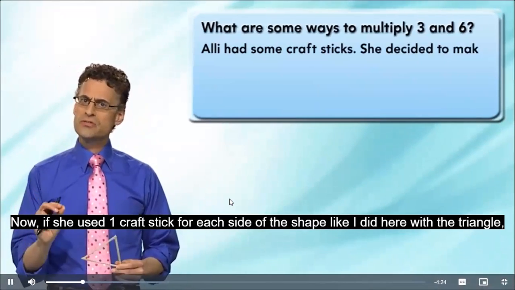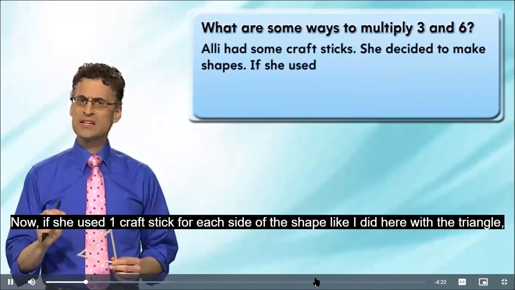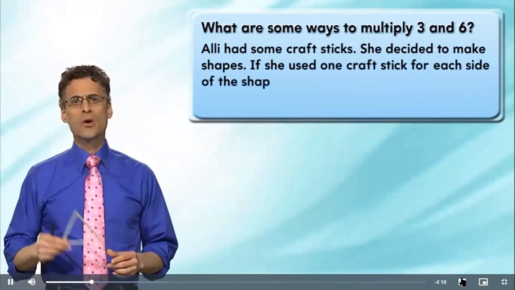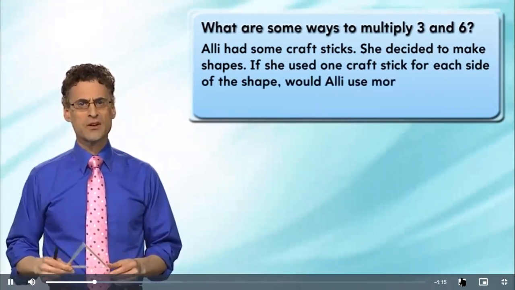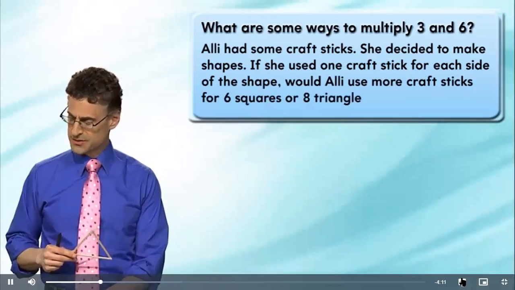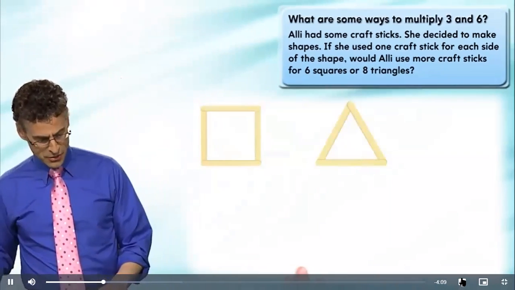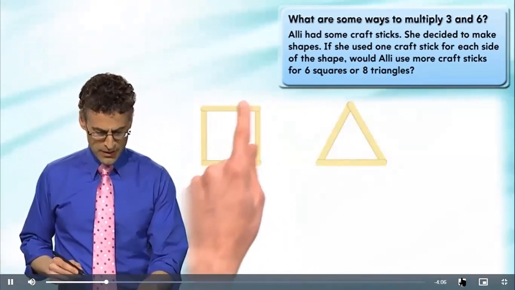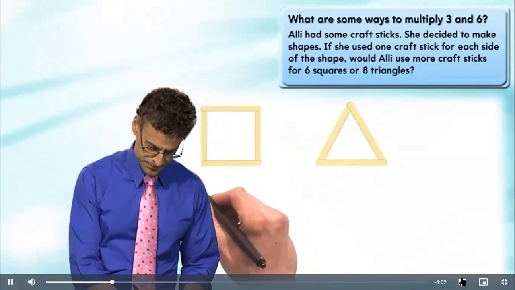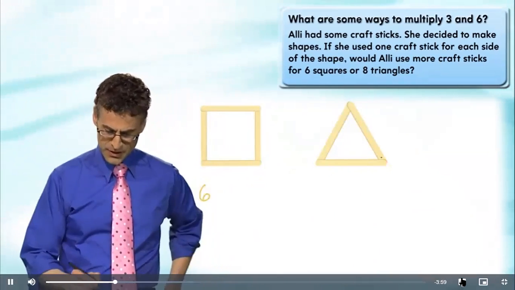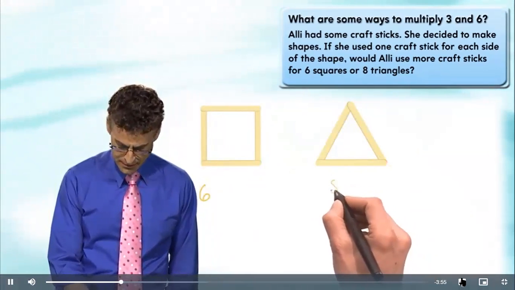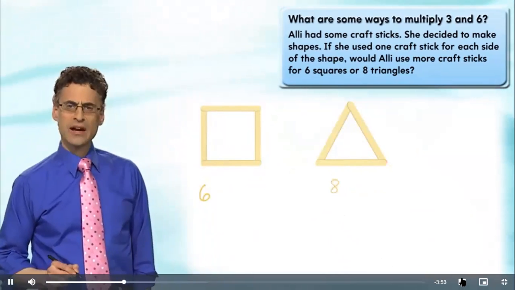Now, if she used one craft stick for each side of the shape, like I did here with the triangle, would Allie use more craft sticks for 6 squares or for 8 triangles? Now let's think about this together. So if we look at the square, she's going to make 6 of them, so 6 of these. And with the triangle, she is going to make 8. So how many craft sticks would be needed?